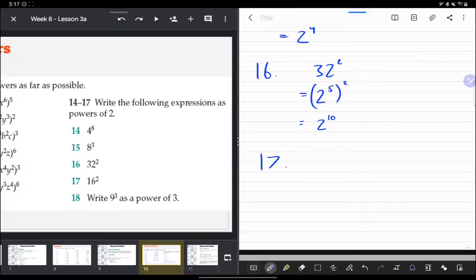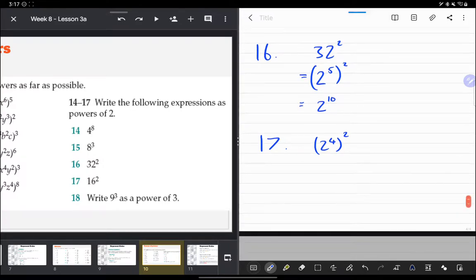17. 16 is 2 to the power of 4. Right? So I'm rewriting 16 as this. I'm rewriting 32 as this. I'm just rewriting that as a base of 2. Now, it might not always be a base of 2, but if we need it to be in a base of something specific, this is how we would do it. And we're just practicing with 2 in this specific instance.